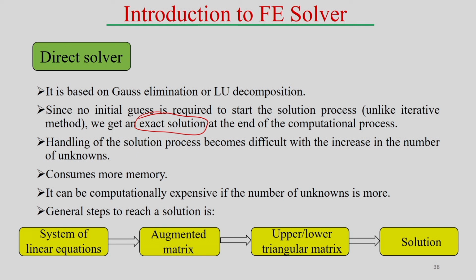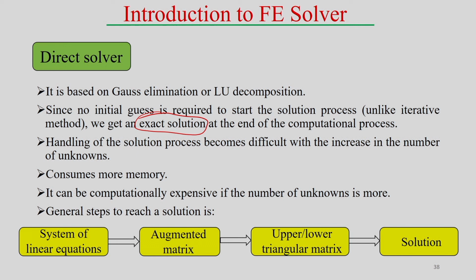Also, if you follow this method, which is basically the inversion of a particular matrix, then you can expect the exact solution. But the solution process becomes very difficult with the increasing number of node points, the unknown variables. In the finite element method, more node points means more computational time. If the number of node points increases too much, it is very difficult to get a solution. It consumes more memory, and the solution procedure can be computationally expensive if the number of unknowns is large.